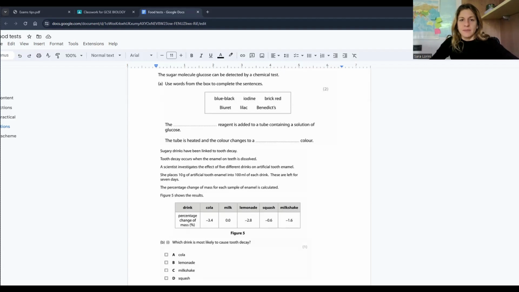The solution. Okay, so the first one, as you notice, is glucose. So it's going to be Benedict's. Let me type it down over here. It's going to be Benedict's reagent is added to the test tube. The tube changes to a brick red color. Part B, the correct answer is A. Okay, background information here. Notice, once again, this is a bit of an application of the knowledge.